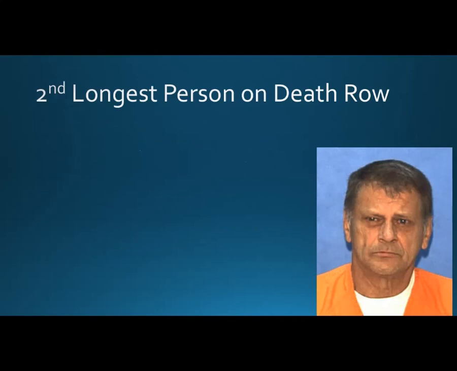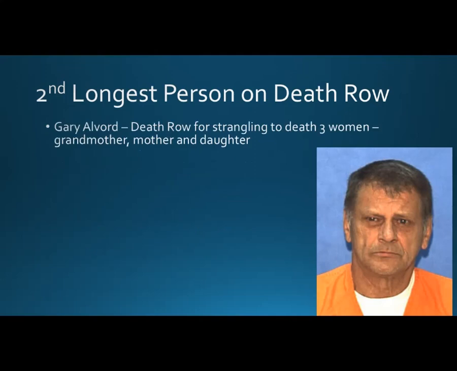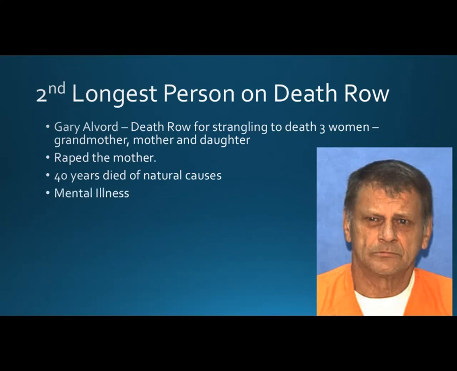Second longest person on death row. So anyway, just going back to this person so you can decide whether this person deserved death row. The second longest person is Gary Alford, on death row for strangling to death 3 women, a grandmother, mother, and a daughter. Again, you've got a child involved in there. He actually raped the mother. And after 40 years, he died of natural causes. Thing about it is he was found to have mental illness. He was actually put in a mental illness hospital and then got out and then committed these murders.